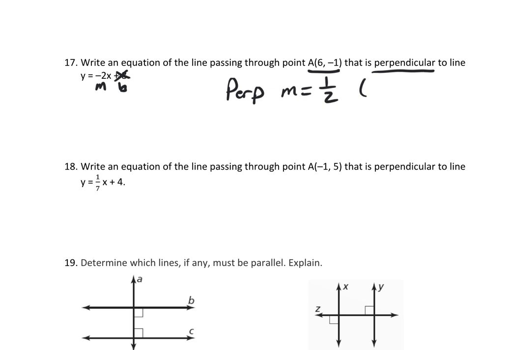And we're going to go through the point (6, -1). Now, when you write your equation, I always want you to write your equation in y equals mx plus b form. We talked about that last week too. How you get there, you can do it a couple of different ways. You can start in point slope and change it to slope intercept, or you can just strictly use slope intercept.